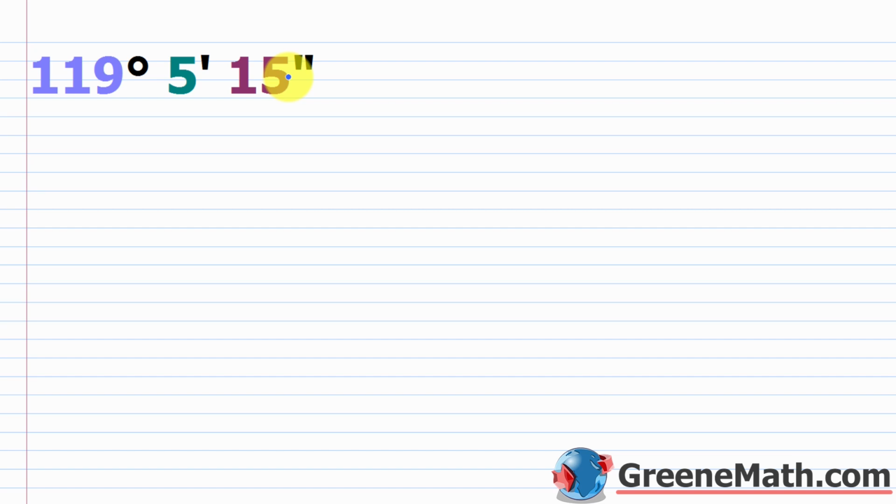All right, so to wrap up the lesson, we want to look at this 119 degrees, 5 minutes, and 15 seconds. And we want to put this into a decimal form. So how can we do this? Well, we're going to start with this 119 here, and then put a decimal point. And we want to think about the 5 minutes, how can we convert that? And the 15 seconds, how can we convert that?